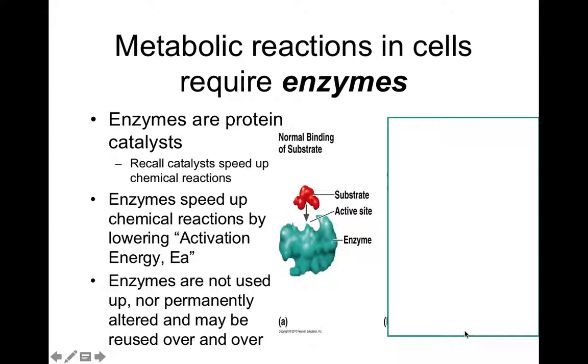We'll see in subsequent slides that the way the enzymes speed up the chemical reaction is by lowering, reducing the activation energy E sub A, and there'll be another slide about this topic. And as we mentioned, enzymes, our organic catalysts, are not used up, nor are they permanently altered, and they can be reused over and over again. And our enzymes are protein catalysts.